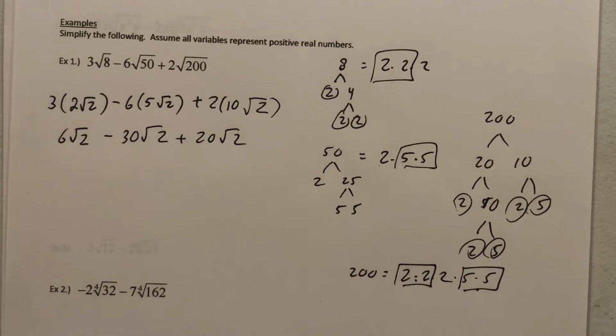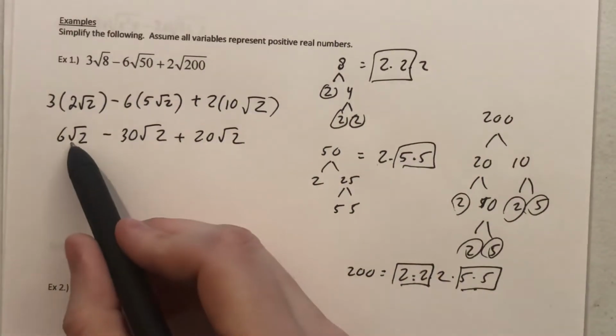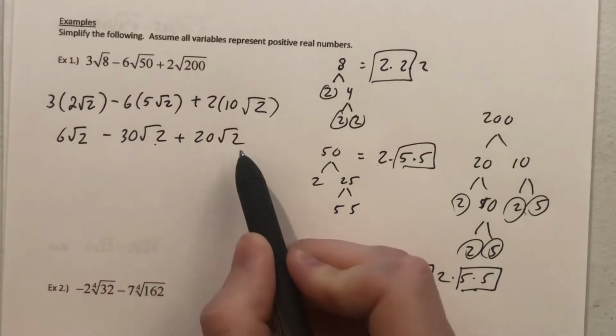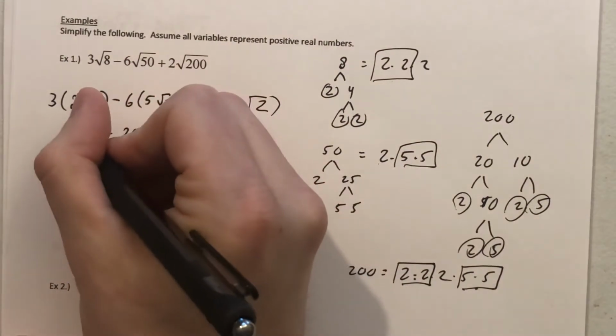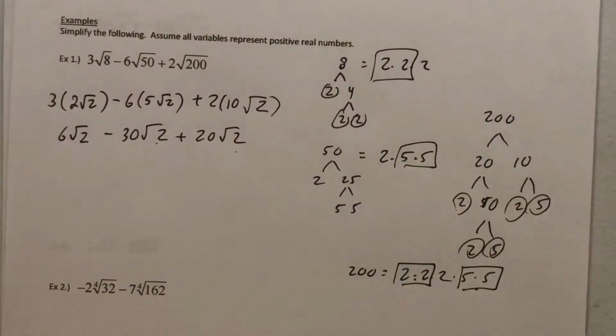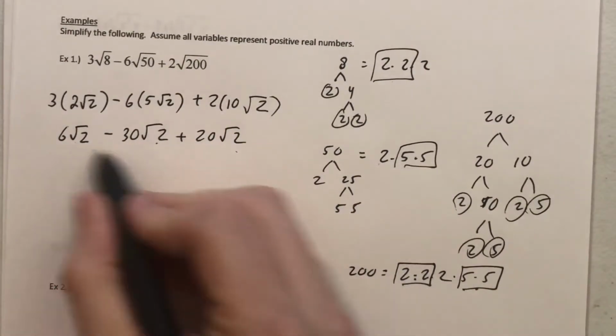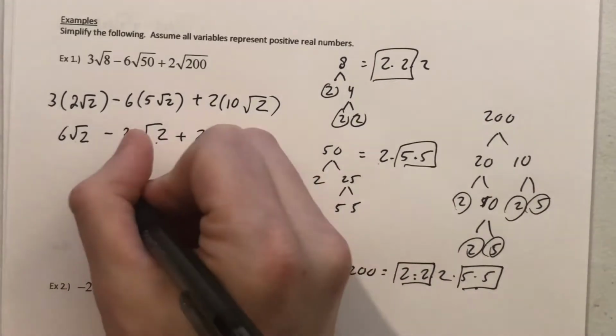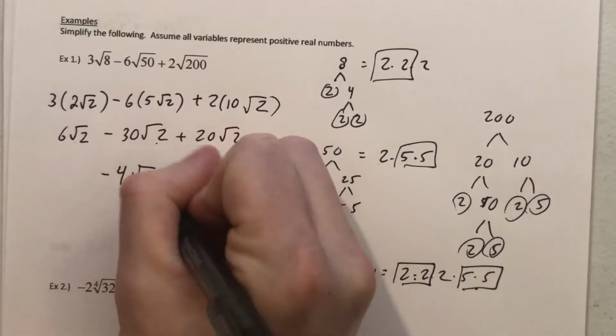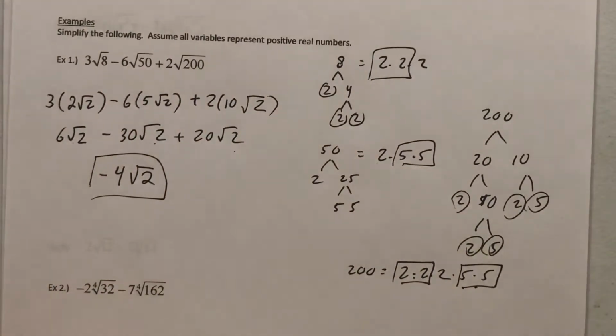Now notice, with all that simplifying we finally did, we can look at these as square root of 2, square root of 2, and square root of 2. Those are all now like terms, right? It's the same index, square root, and same inside, 2. And so these can all be combined, and I'm looking at 6 minus 30 plus 20, so that'll be a minus 4 square root of 2 for my final answer there.